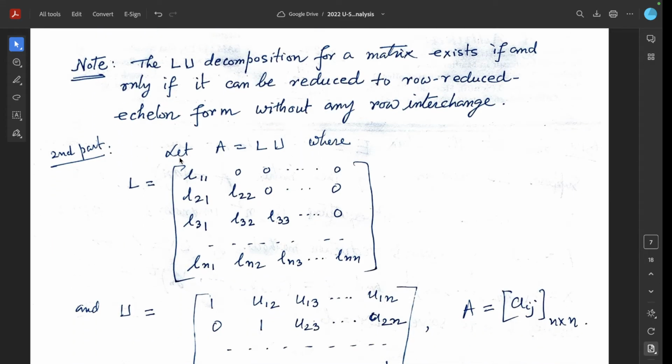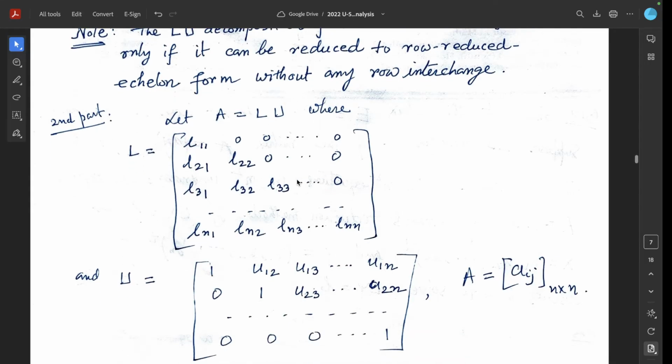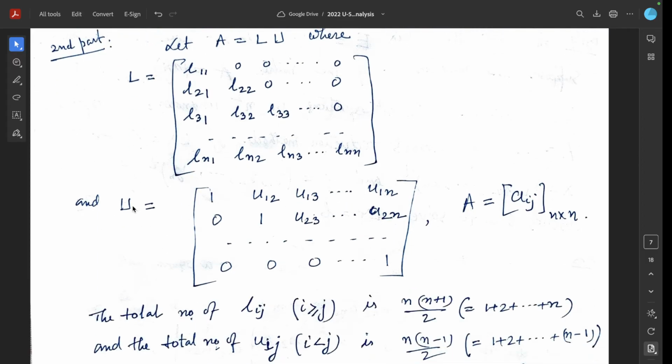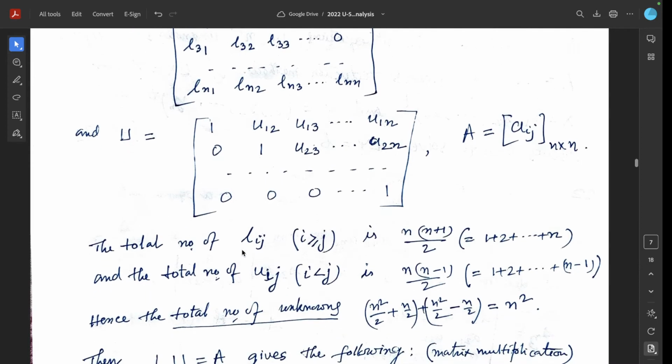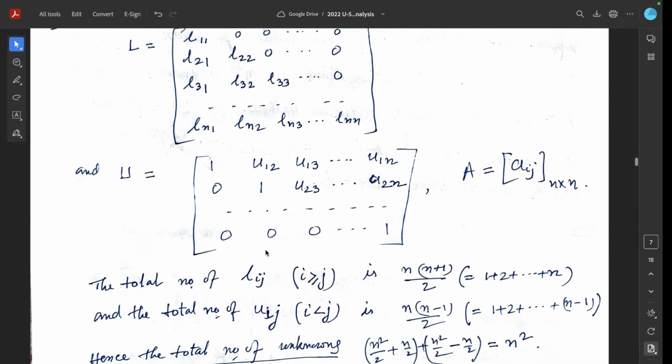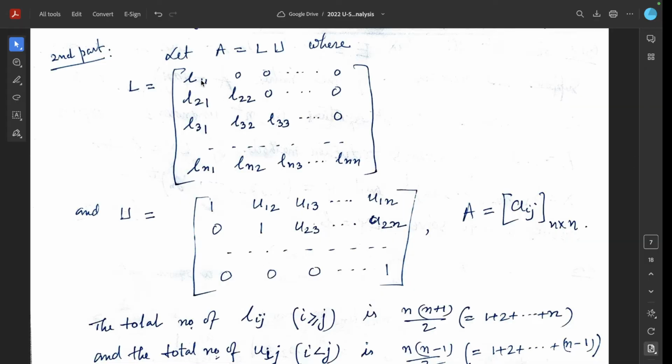Now second part, A is the n by n square matrix of order n equal to LU. L is the lower triangular matrix, U is the upper triangular matrix. Let L be the lower triangular matrix, with principal diagonal as given, and above the principal diagonal all elements are 0, and U is the upper triangular matrix, with principal diagonal elements 1, and below the principal diagonal all elements are 0. And the total number of Lij: here first row 1 element, then 2 elements, and the last row n elements. So 1 plus 2 plus up to n. So the number of elements Lij is n into n plus 1 by 2.